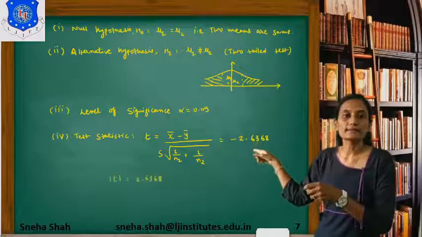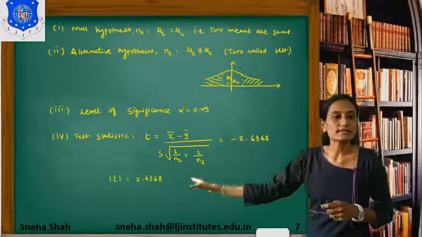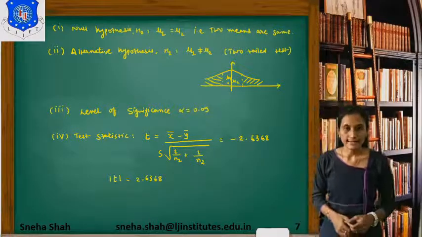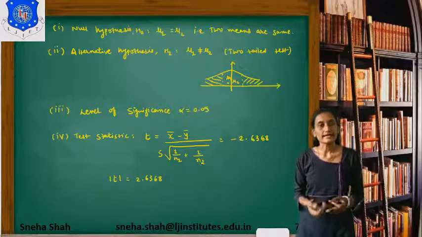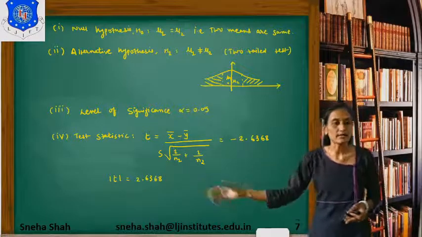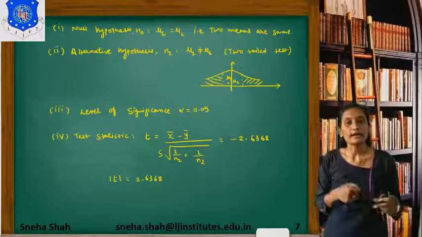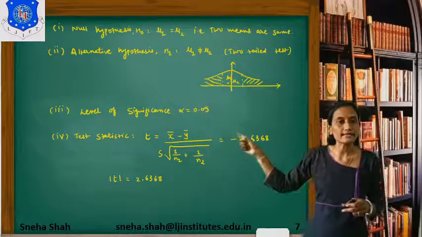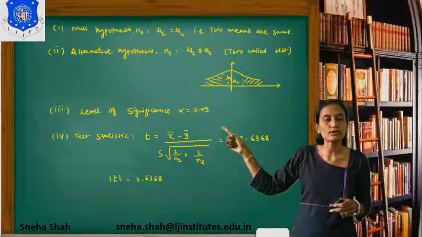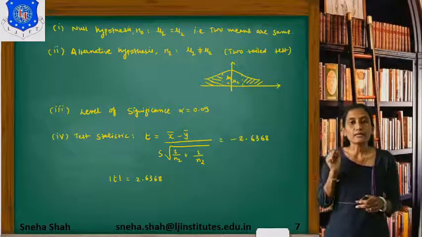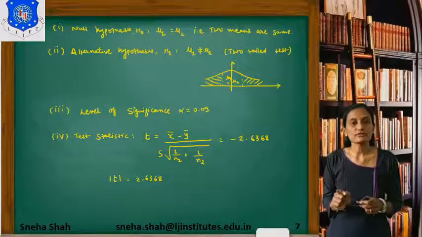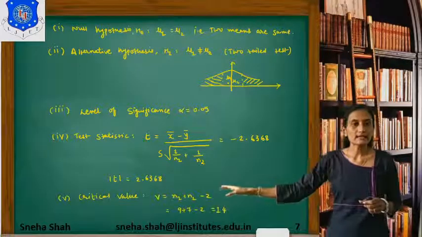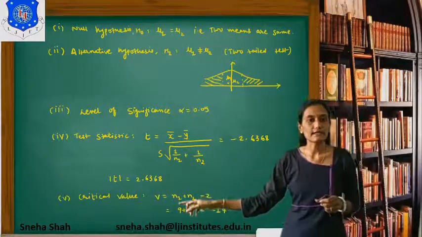Now if we take the mode of this t value, then mode of t equals 2.6368. So this is the final answer of mode t. Now we have to find the critical value of t, and then compare this value with the critical value. Where do we find the critical value? The critical value we will find at this level of significance 0.05 and at V number. So for that, first of all, we have to find the V number. So the next step is the critical value.